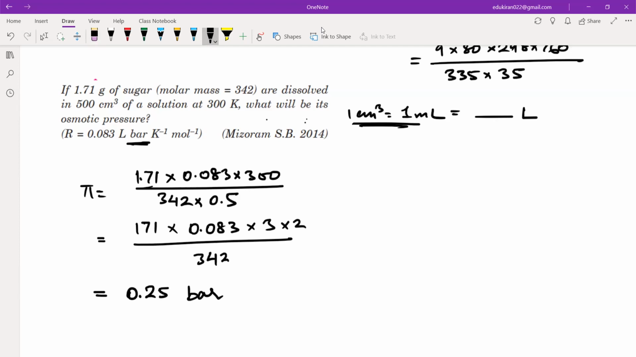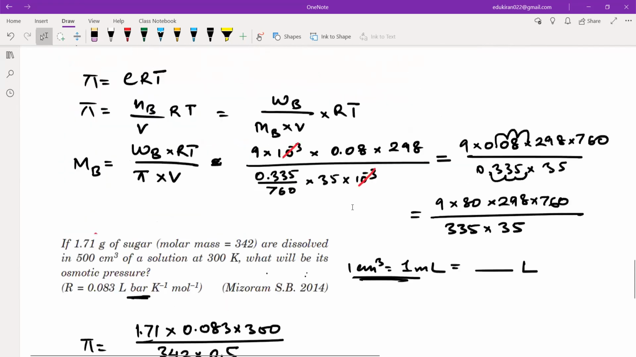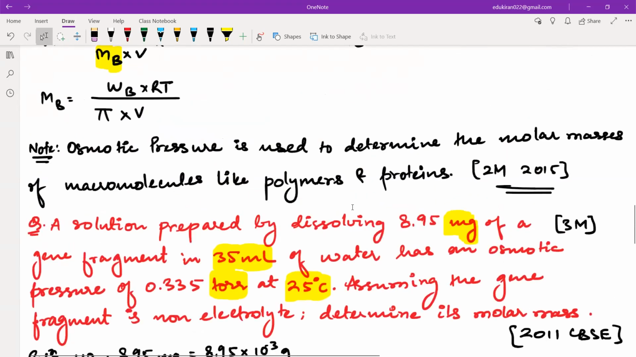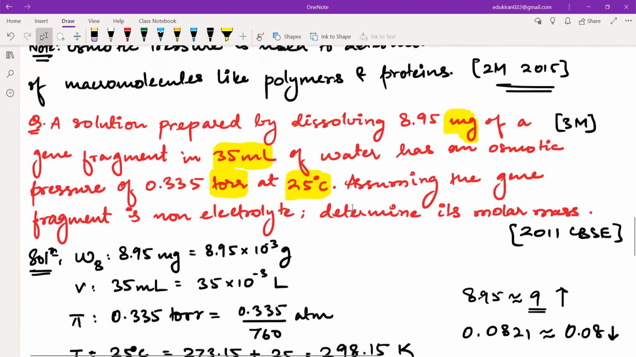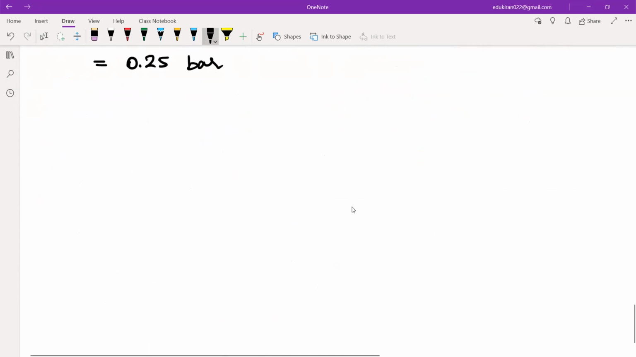Everyone done? Yes or no? Hanifa, Rifat? Okay, fine. See, molar mass is calculated. And we have just written this point now, that osmotic pressure is used to determine the molar mass of macromolecules like polymers and proteins, etc. So one thing you should also know is what are the necessary conditions.